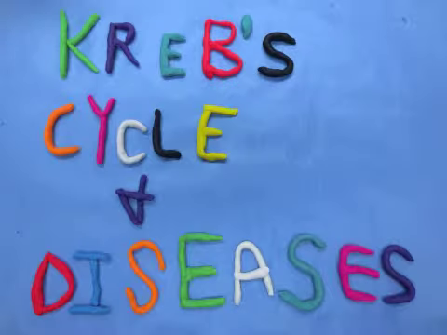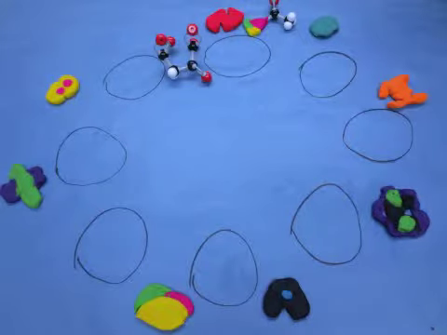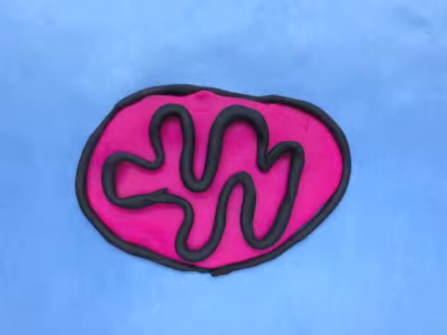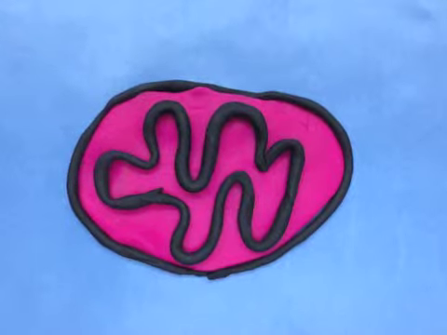The Krebs cycle and associated diseases. The Krebs cycle is an endless series of metabolic pathways following glycolysis. It takes place in mitochondria and consists of 8 reactions.